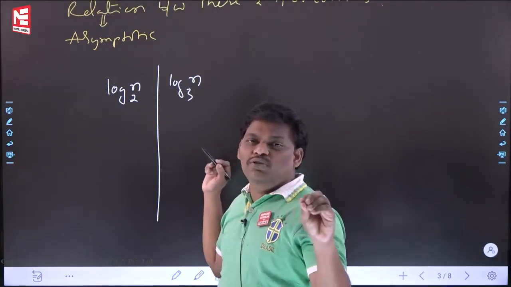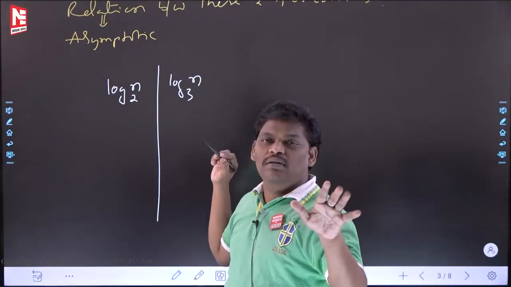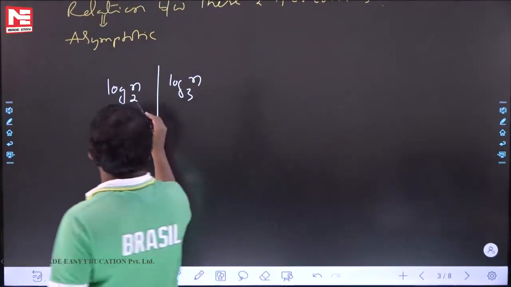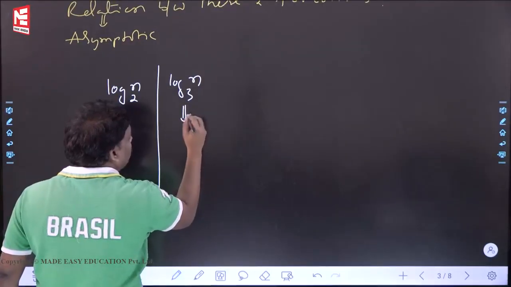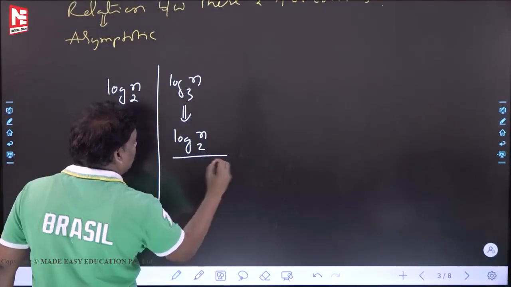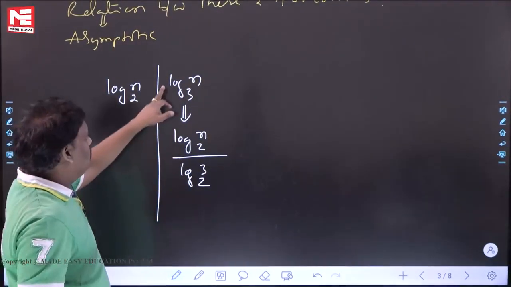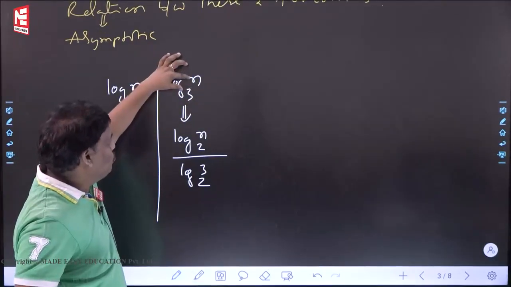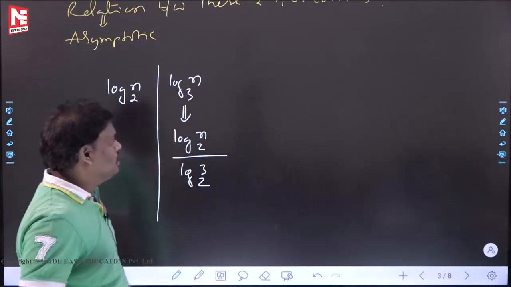So smaller and bigger, it's okay, but asymptotically what is the relation? I am explaining now, listen carefully. Log n base 2 and log n base 3. Carefully listen to what I am saying now. This can be written using a formula: log n base 2 divided by log 3 base 2. Bring one common base, the common base is 2. Log n base 2 over log 3 base 2. There is one formula for this.